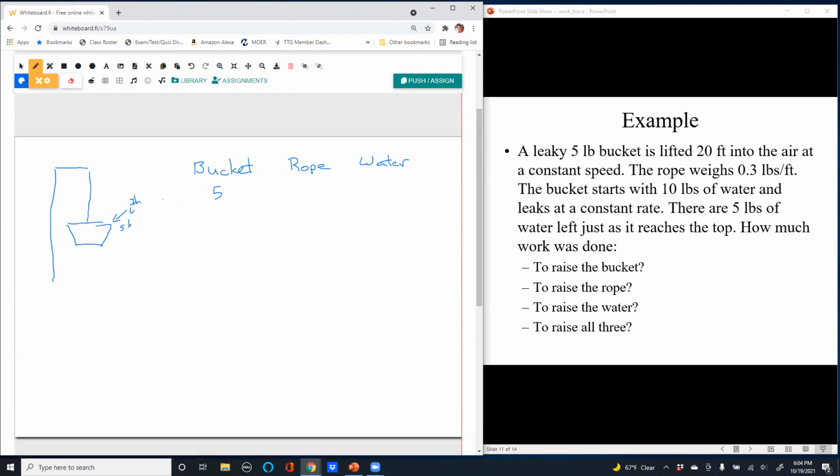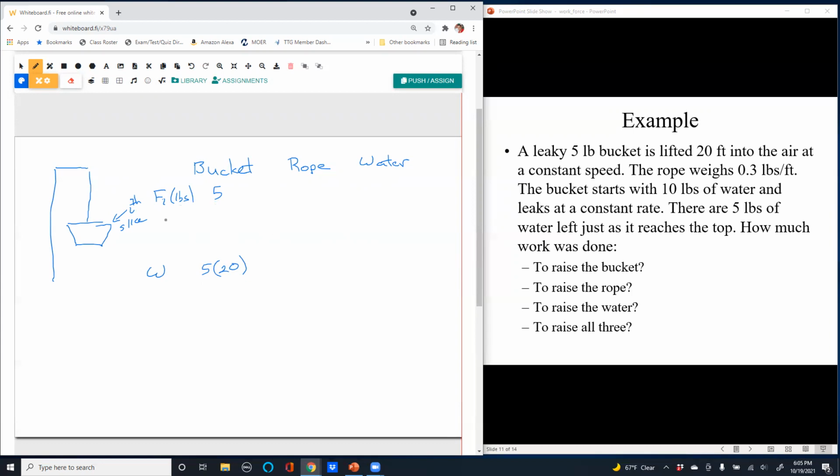So we're going to think of the bucket as our ith slice, and this is going to be our F sub I, and it is measured in pounds. The bucket's 5 pounds at the bottom, 5 pounds at the top. It's getting raised 20 feet. So we don't need a definite integral to get the work done on the bucket. The work done on the bucket is just 5 times 20, because it's the same weight here that it is up here, being raised up 20 feet.